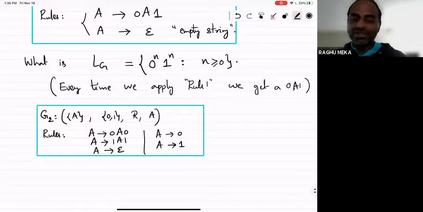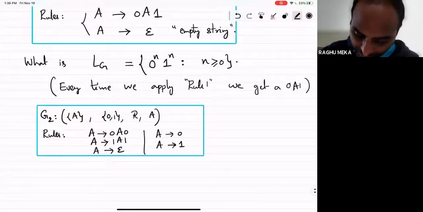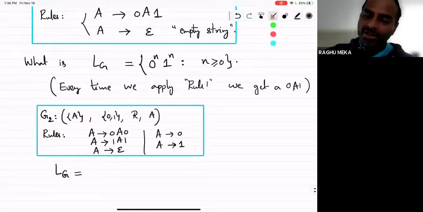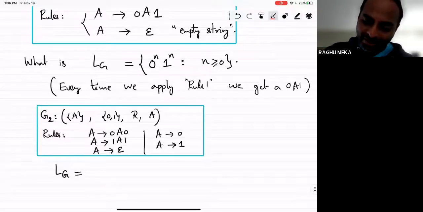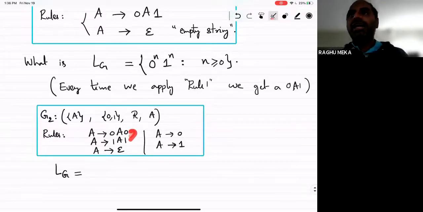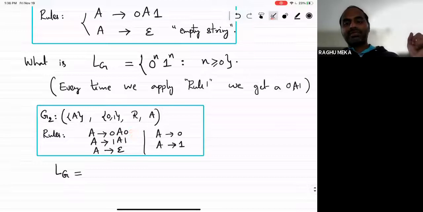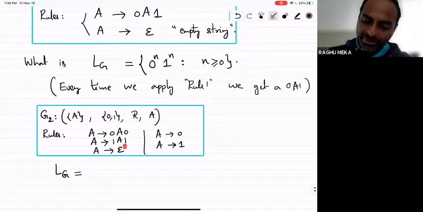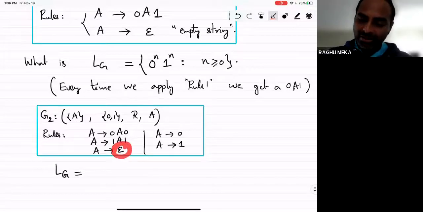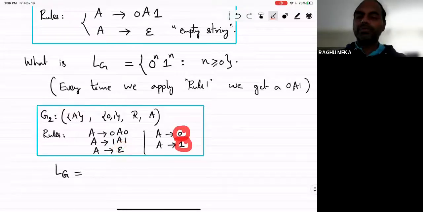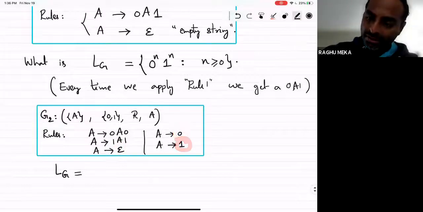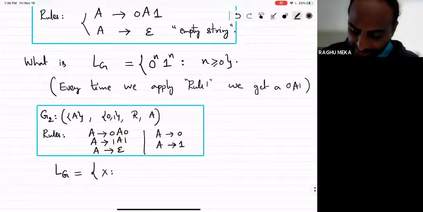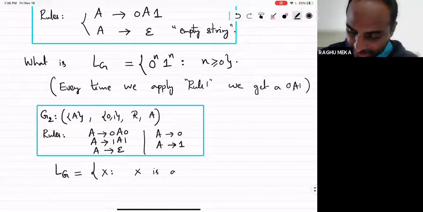Exactly. So the language computed by this is just palindromes. Again, you can check by examples. So what's happening here is that every time you apply either of these 2 rules, I'm creating a 0 or a 1 at the ends, right? So they're always matching. And in the middle, I'm substituting either with a single epsilon or a 0 or a 1. So L(G) is all x such that x is a palindrome.